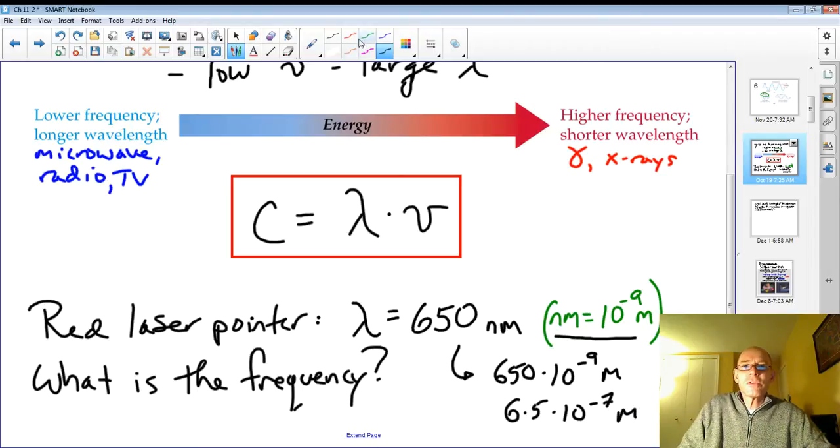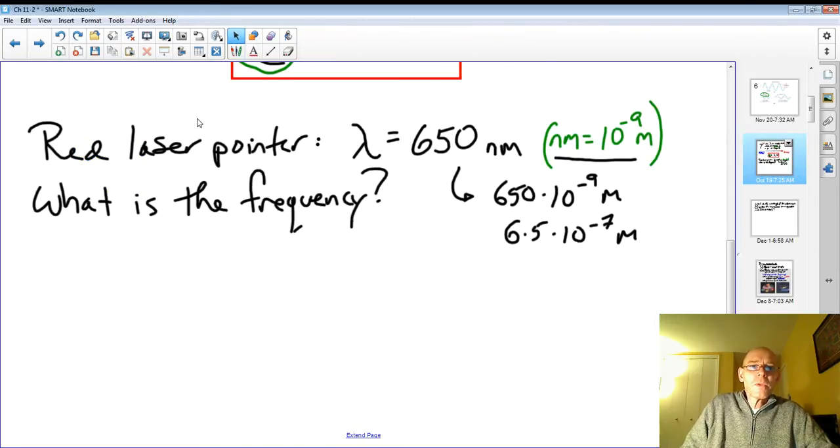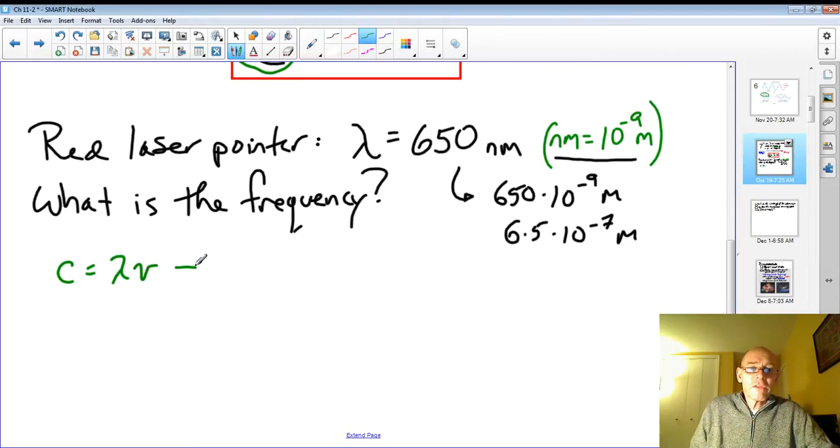And the reason we want to translate to meters is because the speed of light is in meters per second, and so we want all of our units to line up. So in any event, let's do this math. So we have our formula, which is speed of light is equal to the wavelength times the frequency. We're solving for the frequency here, so let's just say the frequency is equal to the speed of light divided by the wavelength. And now we can plug these numbers in right here.